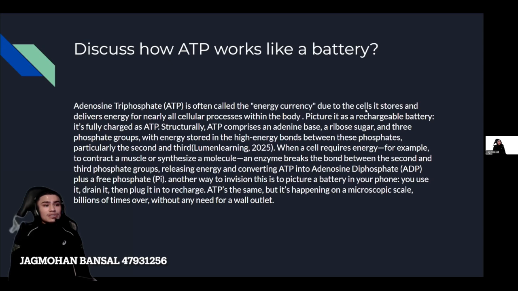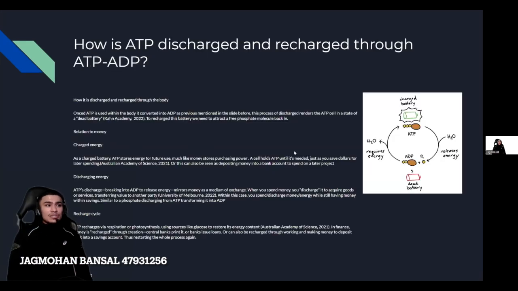Another way to envision this is to picture the battery in your phone. When you use it, you drain it, and then you plug it in to recharge it. ATP is the same, but it's happening on a microscopic scale, billions of times over and over again, without the need of any outlet. How is ATP discharged and recharged through ATP-ADP? How is it discharged within the body and recharged within the body?